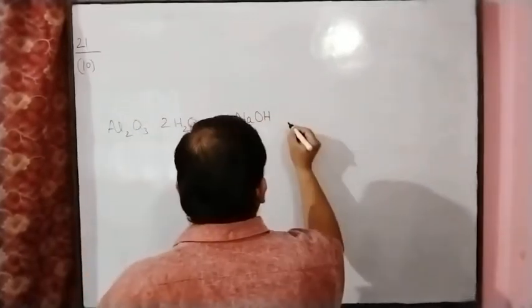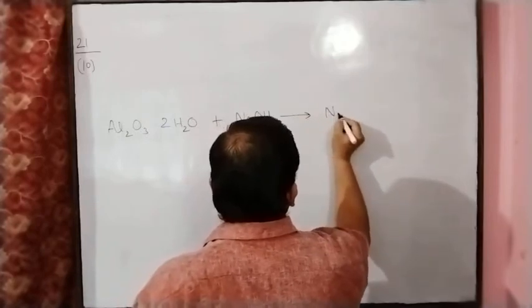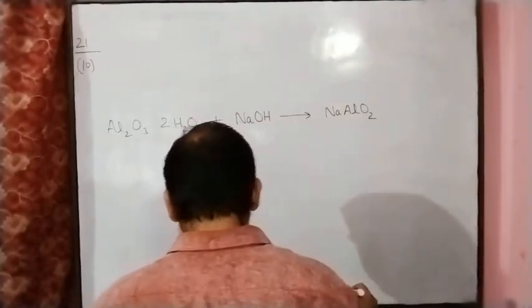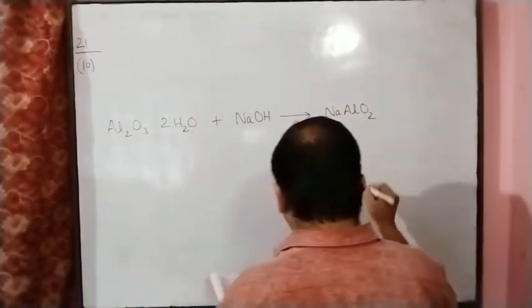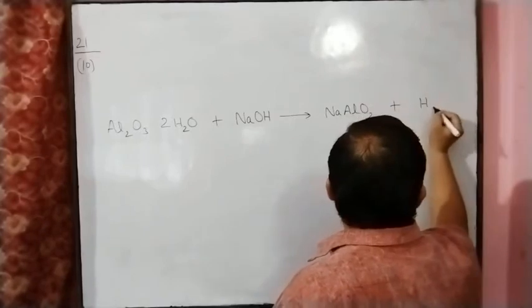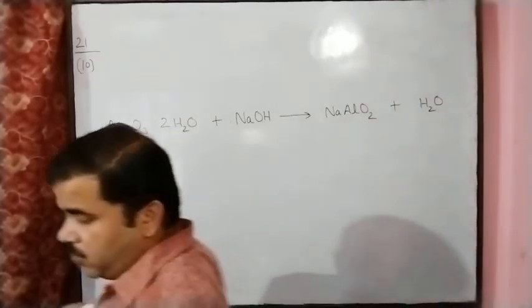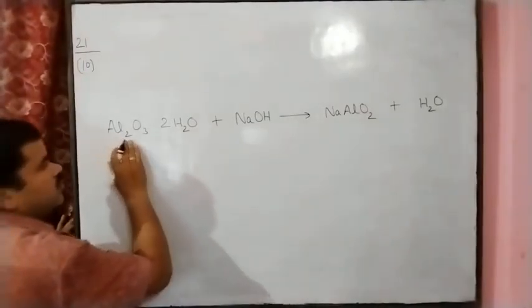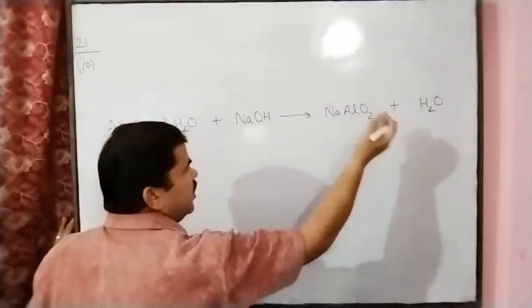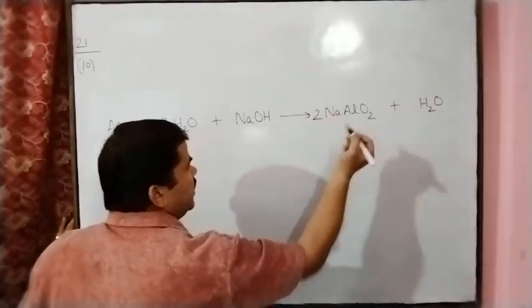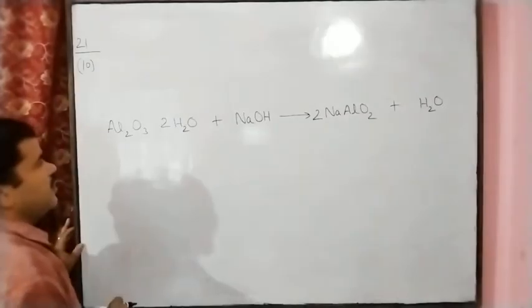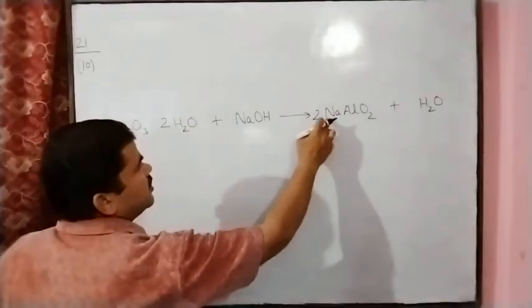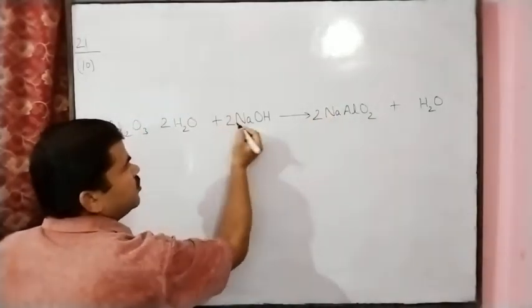and this gives sodium aluminate and water. Sodium aluminate and water. So we will balance by the hit and trial method. Here we can see aluminum 2, and on the product side only one aluminum. So we will simply write 2 here. So aluminum is balanced. After this, if you write 2, sodium becomes 2. So we can write 2 here, sodium 2 balanced.